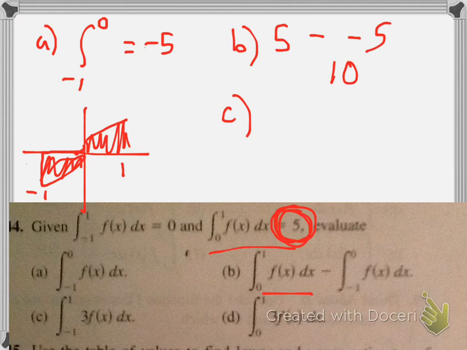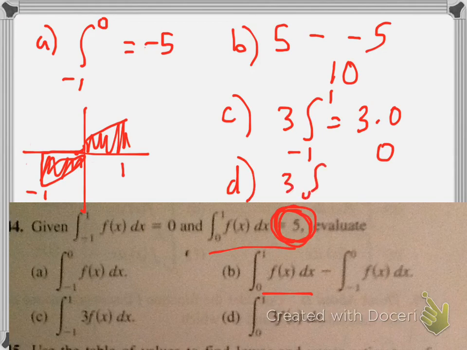For c, you can write this as 3 times the integral from -1 to 1. So 3 times 0 is 0. And the last one is 3 times the integral from 0 to 1. 0 to 1 is 5. 3 times 5 is 15. So just using your properties, we'll mostly be using functions. We'll know what f of x is, but when we don't, we have to rely on what they give us.